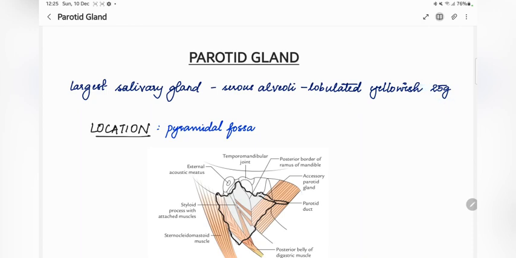weighs about 25 grams. The parotid gland lies in the pyramidal fossa, posterior to the ramus of the mandible, called the retromandibular fossa or the parotid bed.